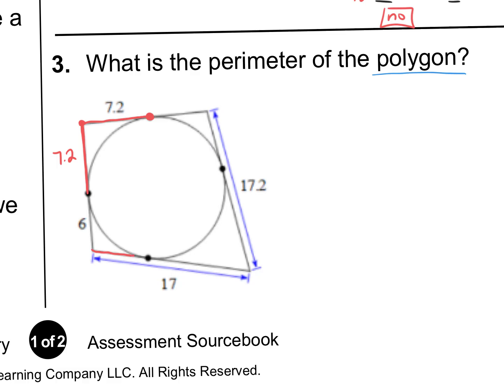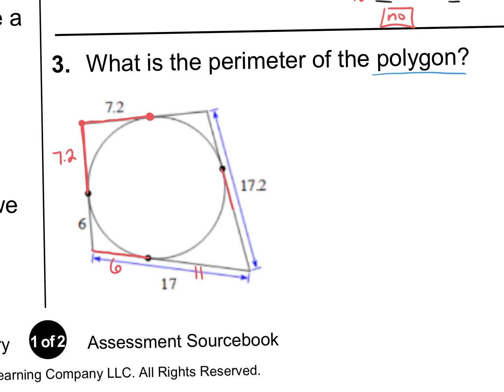What would this side be right here? 6. Can I just assume this side is also 6? No. How can I figure that out? Subtract 6 from 7. Right, this right here gives me the whole side length, so I can subtract those. Why did I want to do that? Why did I care?